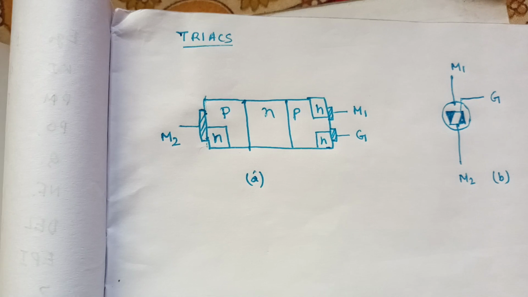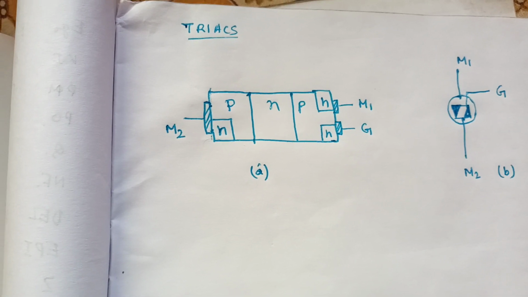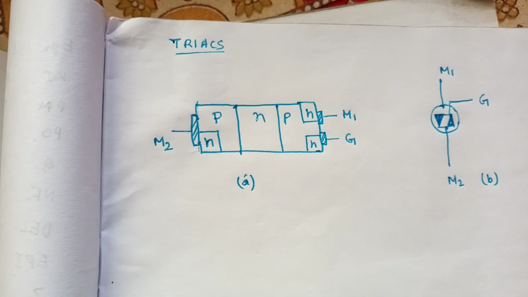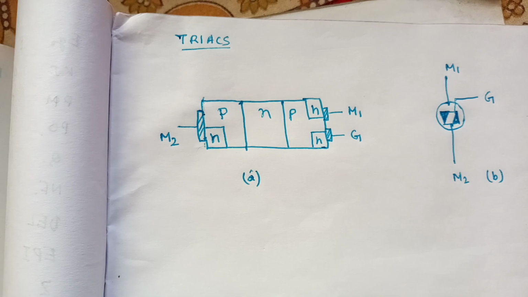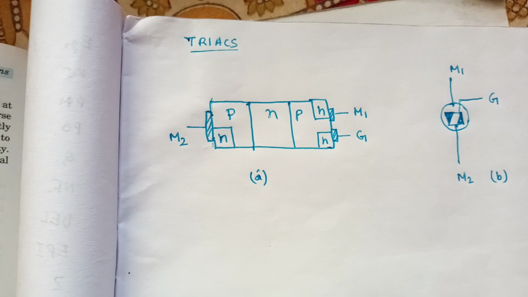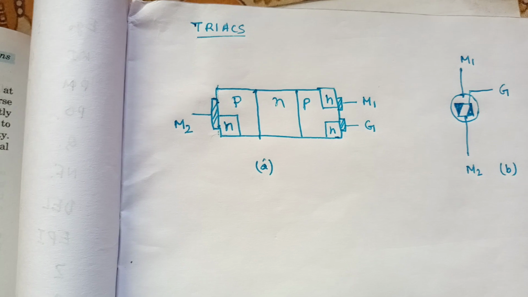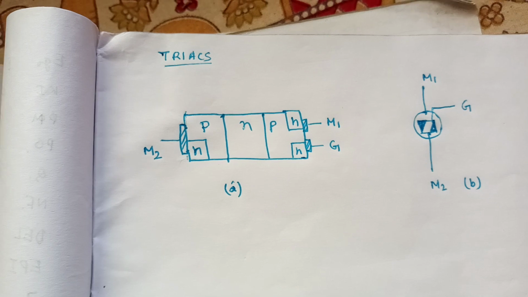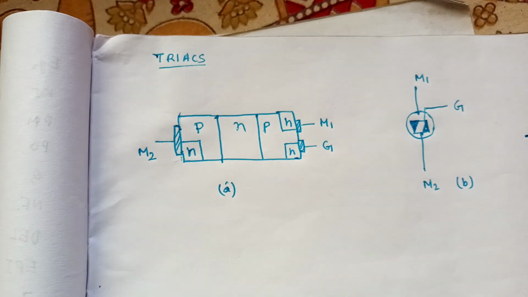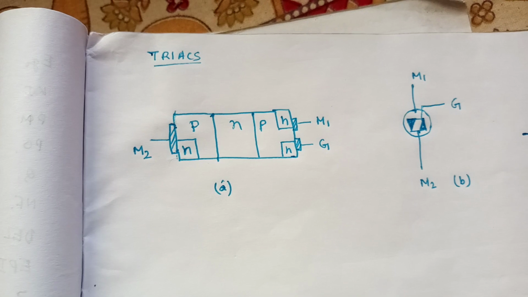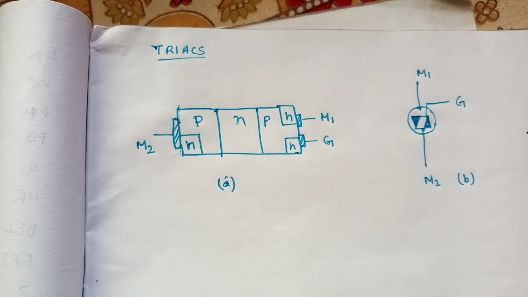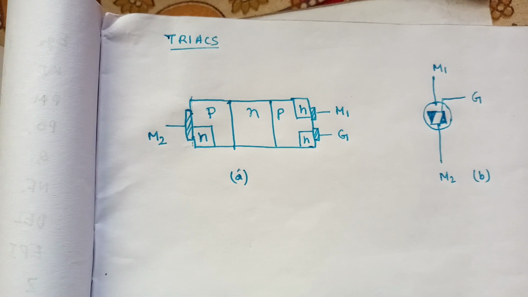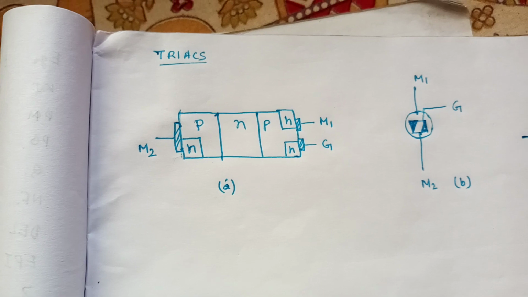The SCR has a disadvantage that it cannot conduct current in both directions. The triac, often called a triode AC switch, can conduct current in either direction and is sometimes referred to as a bidirectional thyristor. Triacs have on and off states for both positive and negative anode voltages and are consequently useful in AC applications.